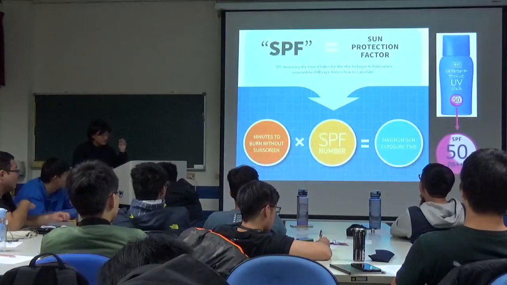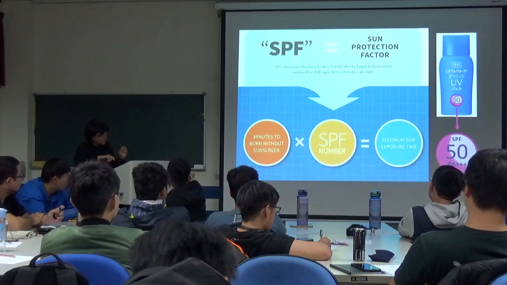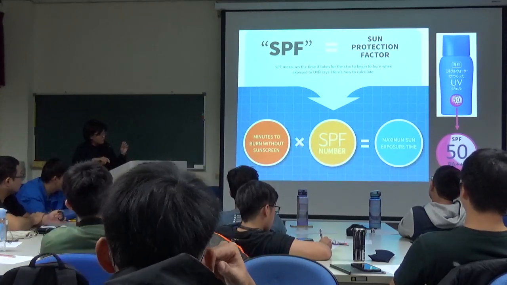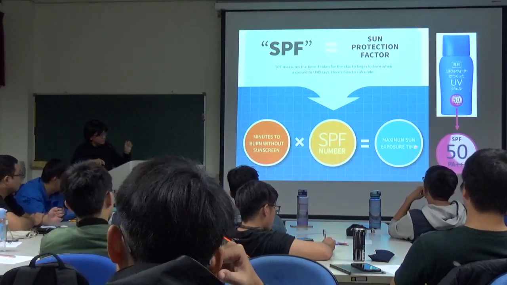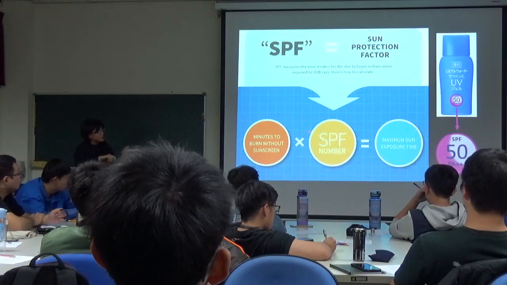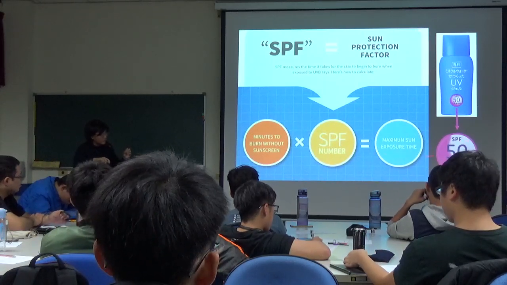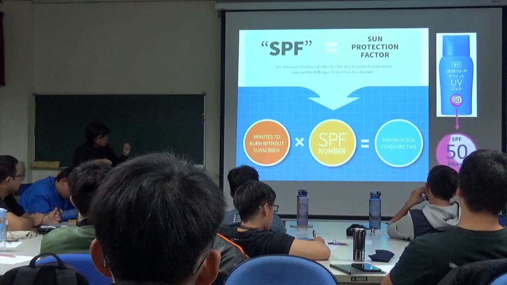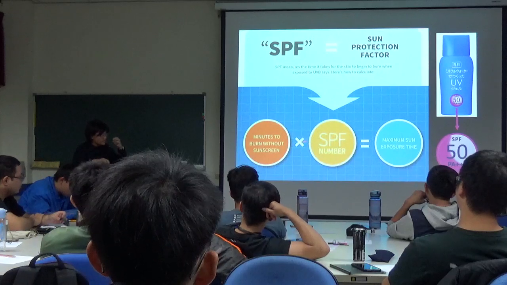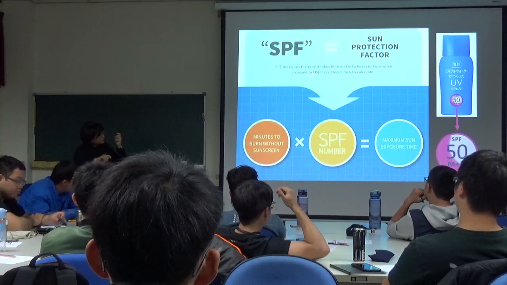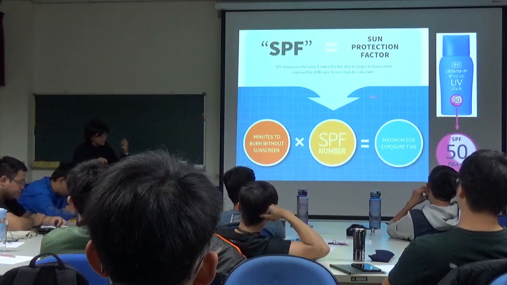And you can see this chart. You can notice these three circles. The one means the time to burn without sunscreen. And if you use sunscreen, multiply by the SPF number, and it is equal to the maximum sun exposure time. So if you use this product and its SPF is 50, and the minutes to burn without sunscreen is 10 minutes, you multiply by 50. You need 500 minutes to begin to burn your skin.